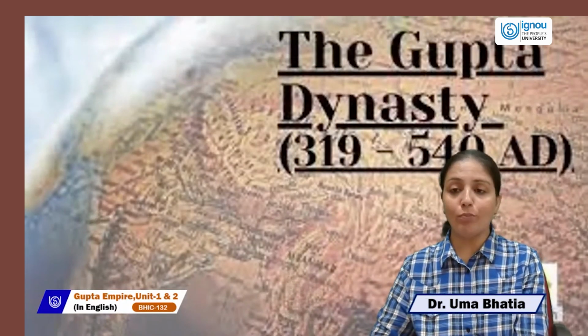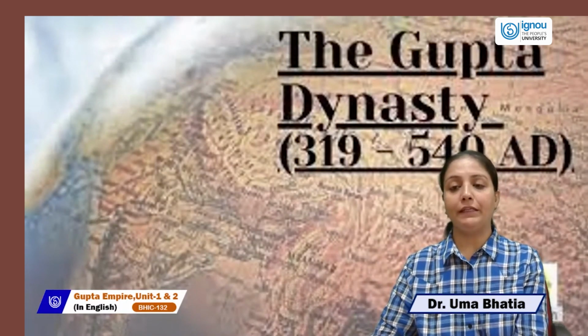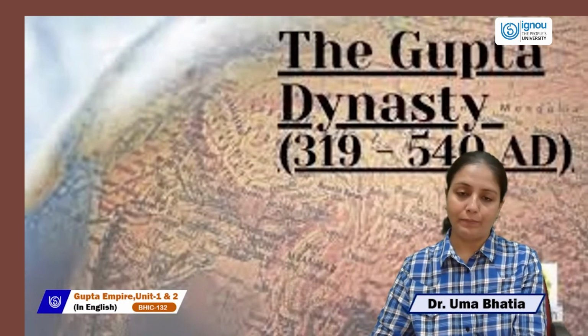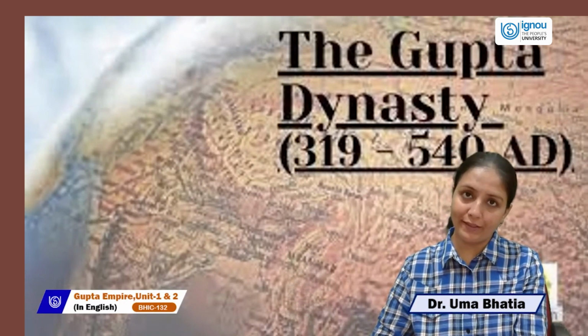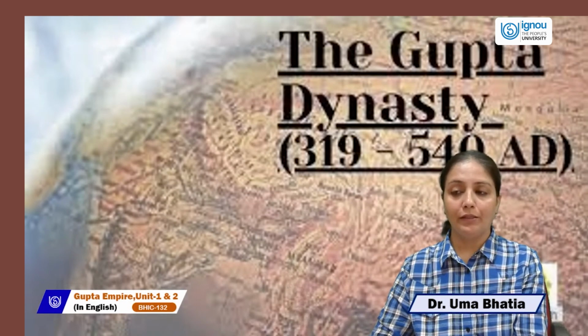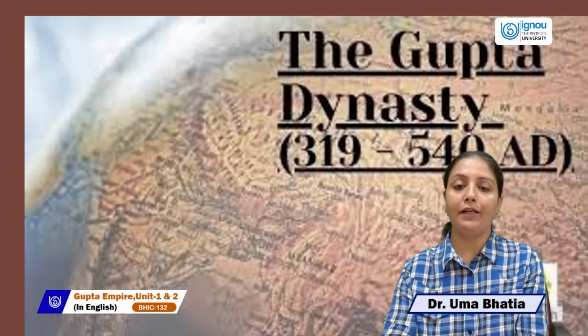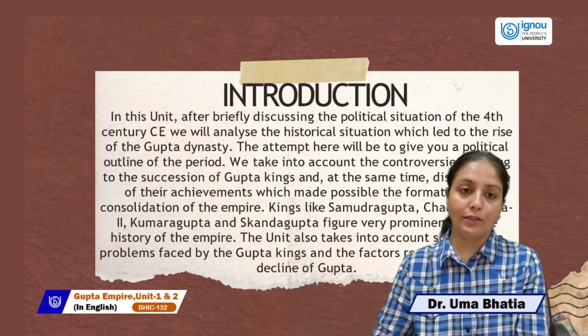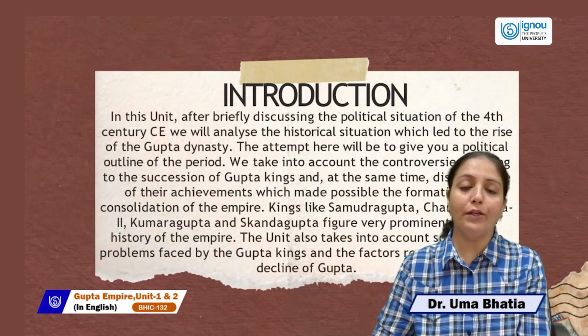The time period of the Gupta dynasty was 319 to 540 AD, Anno Domini. You have listened about BCE and AD. Now this is the period to which AD belongs. This is the introduction of the Gupta Empire.